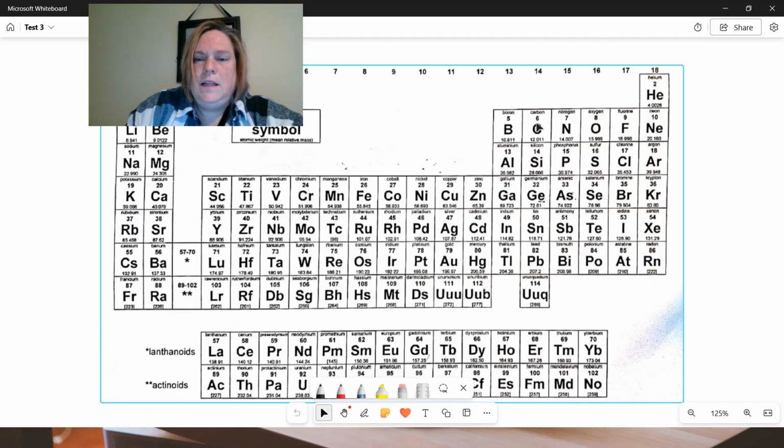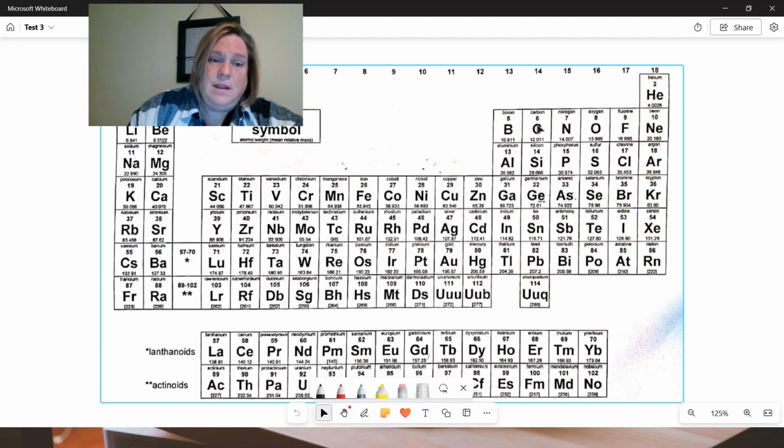Carbon has a little 6 above its symbol. That represents the atomic number, which is unique to carbon. As long as the atomic number is 6, it will always be carbon. There isn't one other element on this table that has an atomic number of 6. This signifies the number of protons in the nucleus.